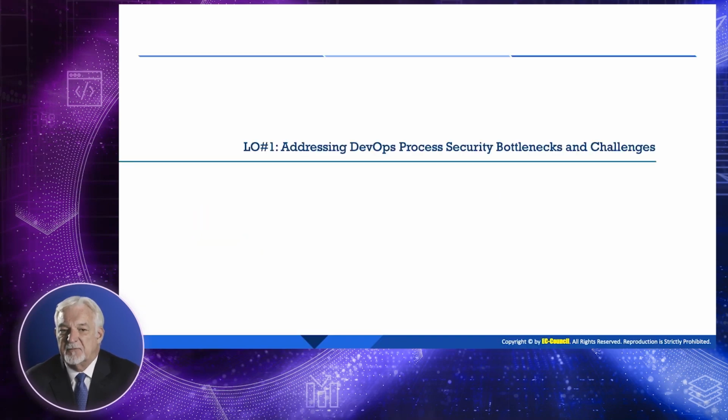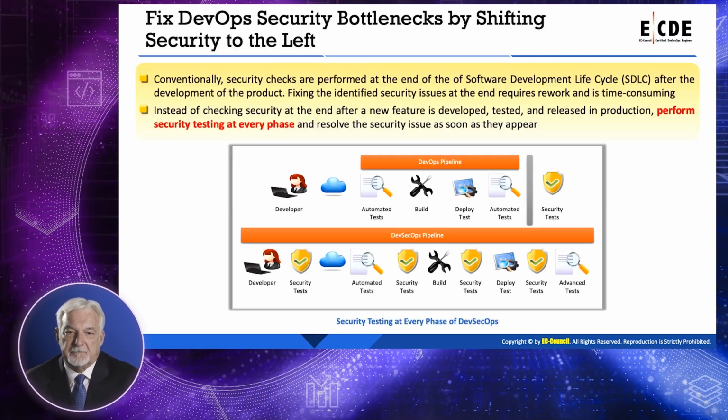So let's start with Lesson 1, addressing DevOps process security bottlenecks and challenges. Conventionally, security checks are performed at the end of the software development lifecycle, after the development of the product. This is what's been historically one of the main problems with security. Fixing an identified security issue at the end requires rework. It's time-consuming.